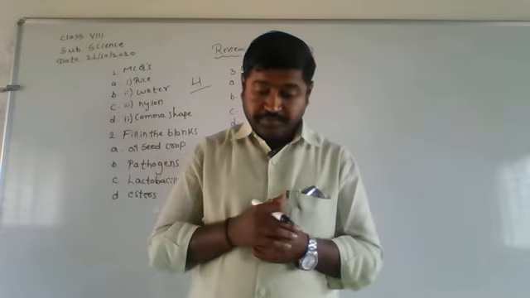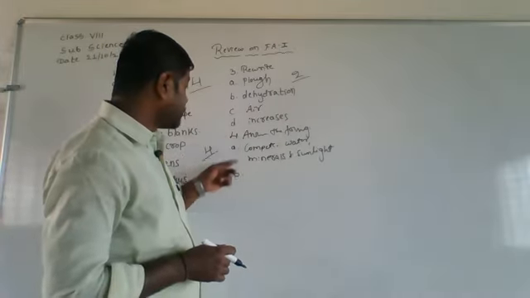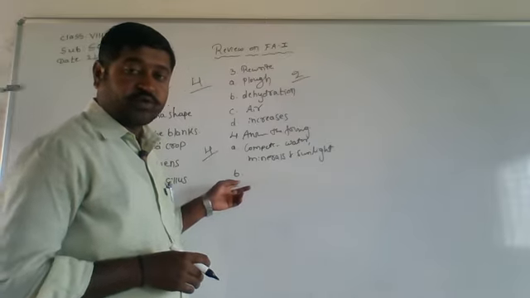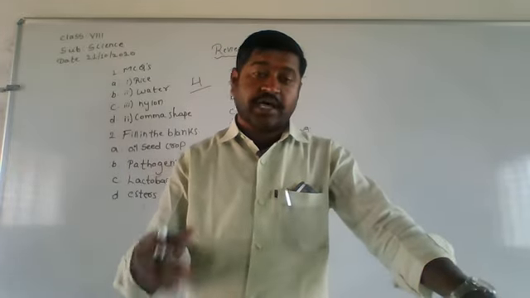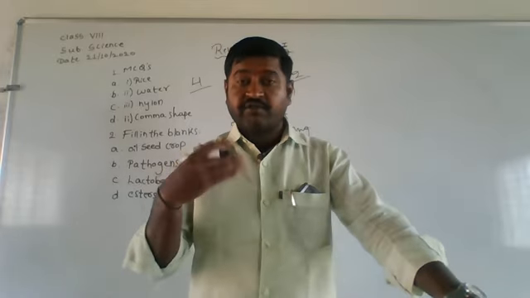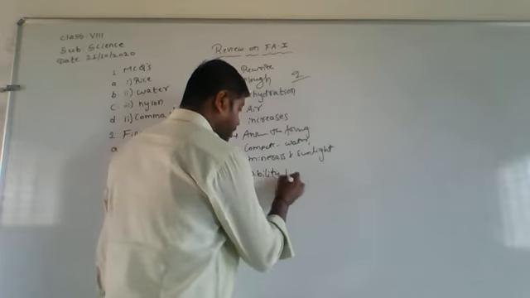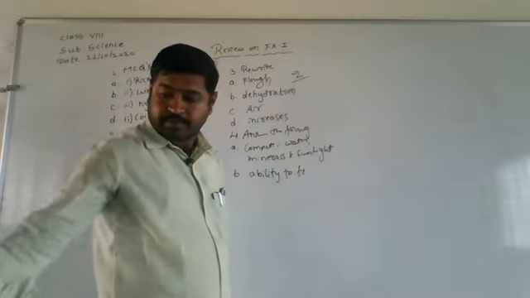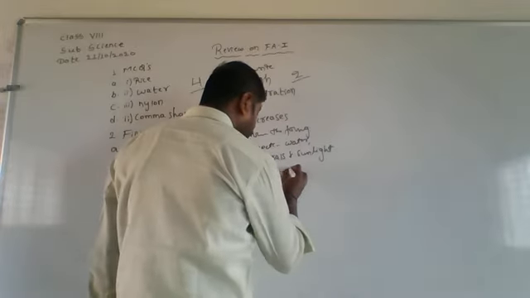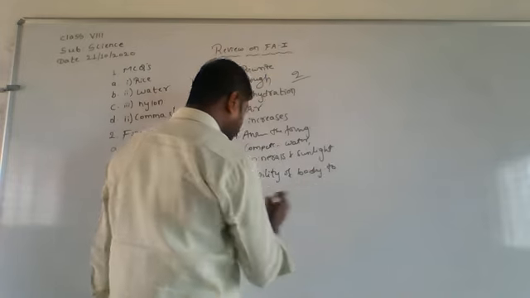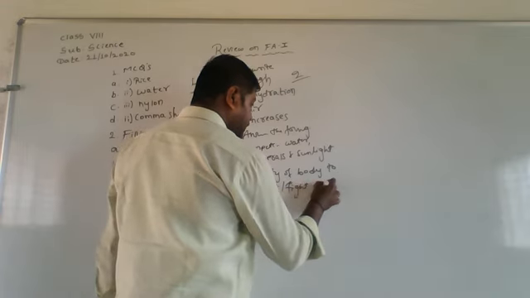Then question number 2. Define the term immunity. So in this fourth question, question number 2, that is B, we have to define what is immunity. Actually, what is immunity? It is the ability of the body to resist or fight a disease.